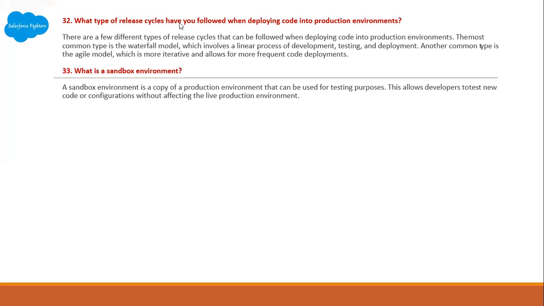What types of release cycles are allowed when deploying code to a production environment? There are different types of release cycles that can be used when deploying code into the production environment. The most common type is the waterfall model, which involves a linear process of development, testing, and deployment. Another common type is the agile model, which is more iterative and allows for more frequent code deployments.